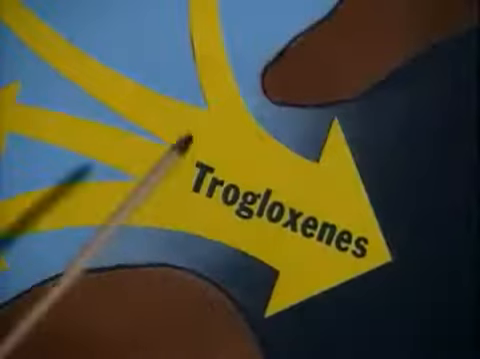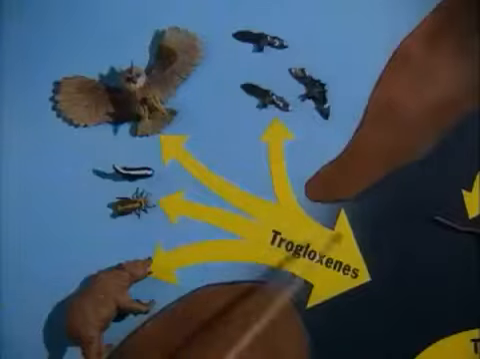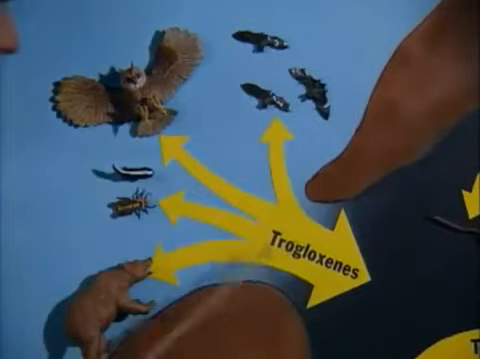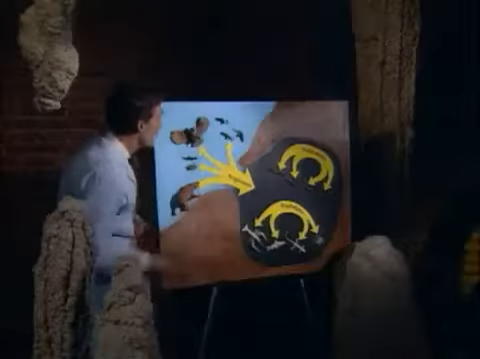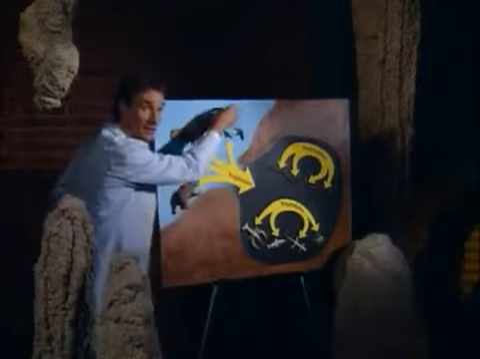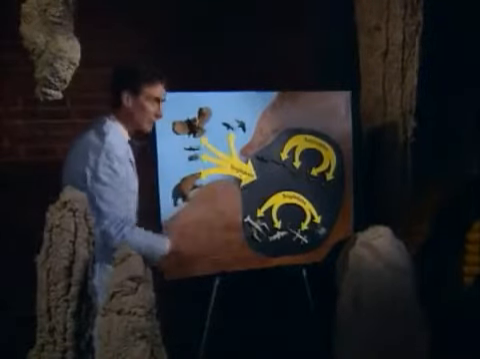First, you've got your trogloxenes. It's from old Greek words that mean cave outsider, or cave guest, if you will. Bats fly around outside the cave all night and come into the cave during the day to sleep. And bears spend most of the year outside of the cave, but they go into the cave in the winter to sleep, to hibernate.